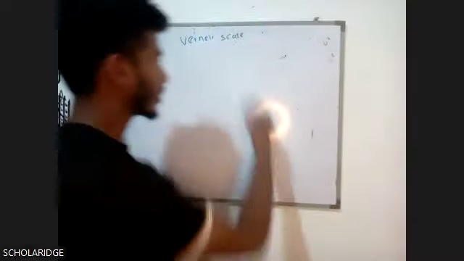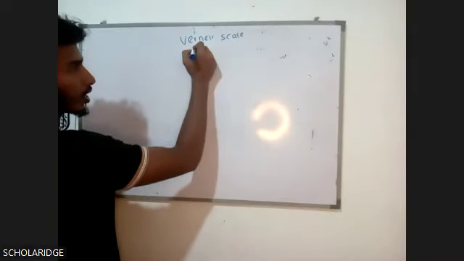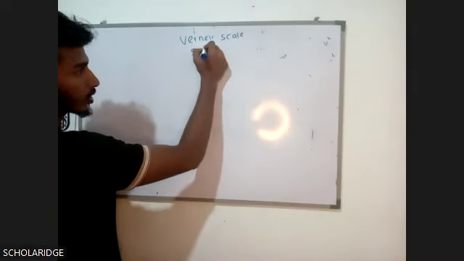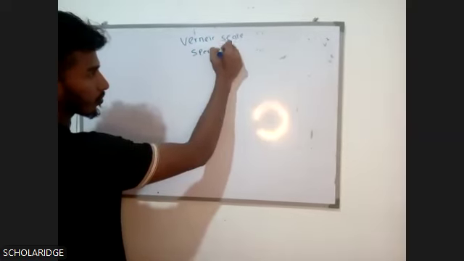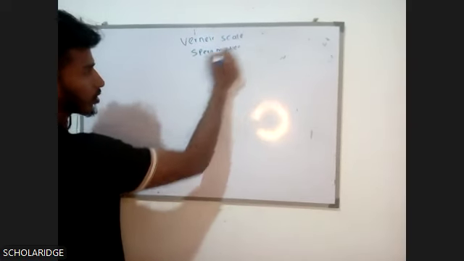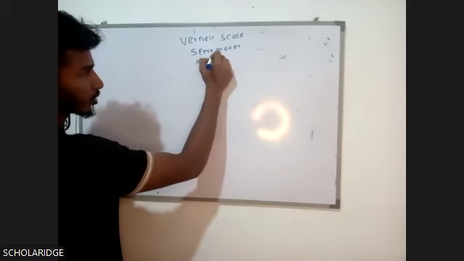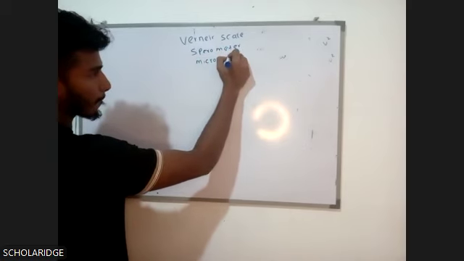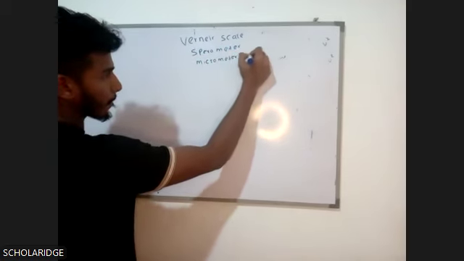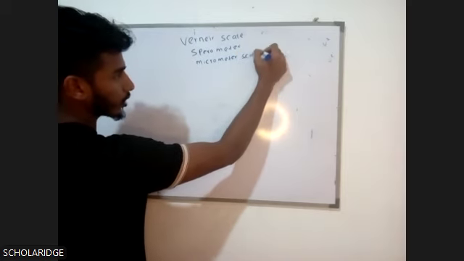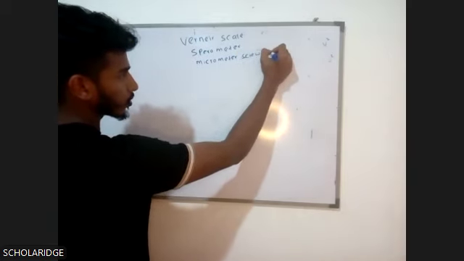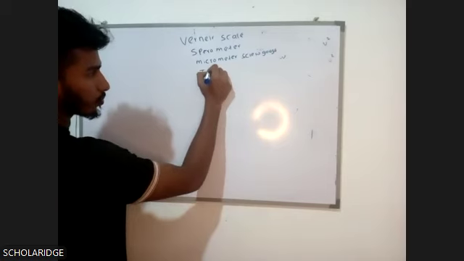So if I write them: vernier scale, spherometer, the micrometer screw gauge, and my traveling microscope.